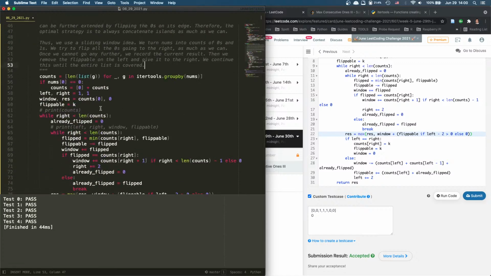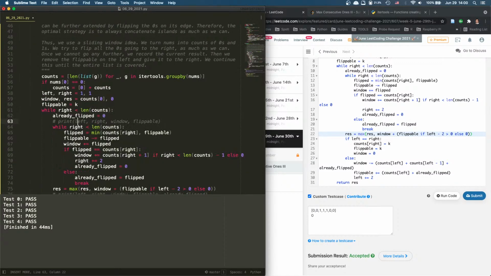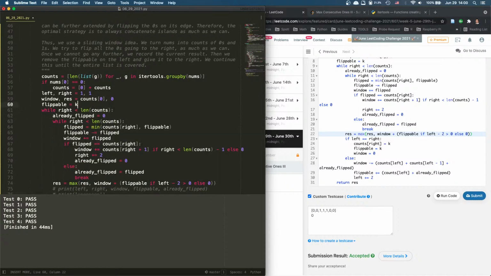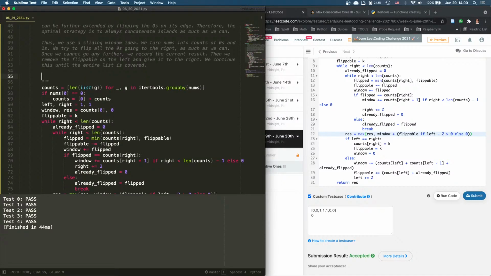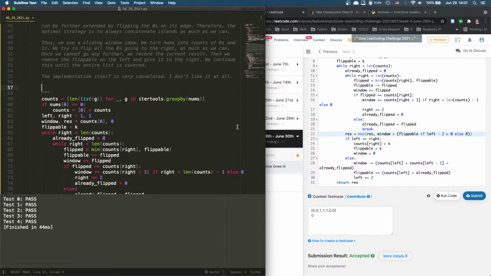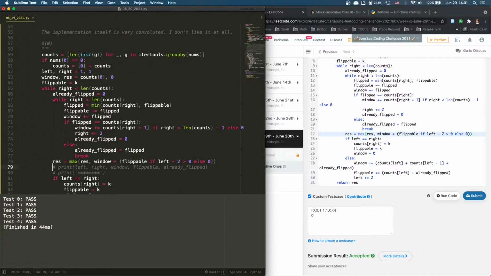Yeah, the implementation itself is very convoluted. I don't like it at all. There must be a better solution. But the runtime is O(N), where N is the length of the list.